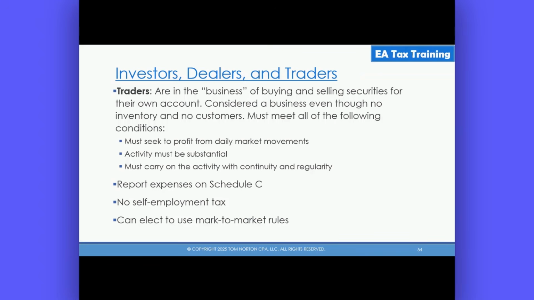If a person is a trader, they are in a business, they can report their expenses as well as their income on Schedule C, but they do not have to pay the self-employment tax. So usually, if you've got a business, you have to pay self-employment tax because it's considered earned income, like we said before. But what they're saying with traders is they don't have to pay self-employment tax. And traders can elect whether or not they want to use those special mark-to-market rules that we are going to talk about. So dealers have to use those mark-to-market rules. Traders can elect whether or not they want to use those mark-to-market rules.